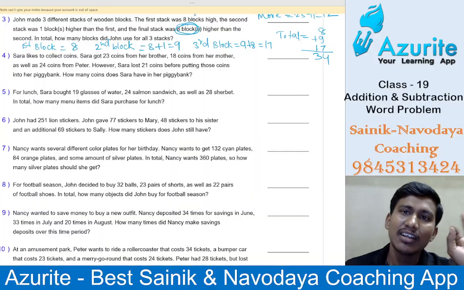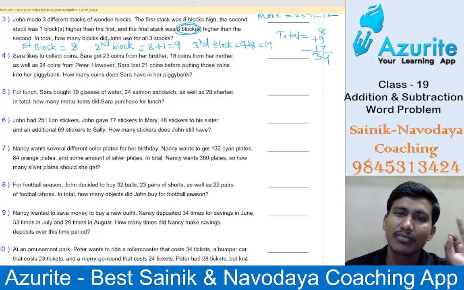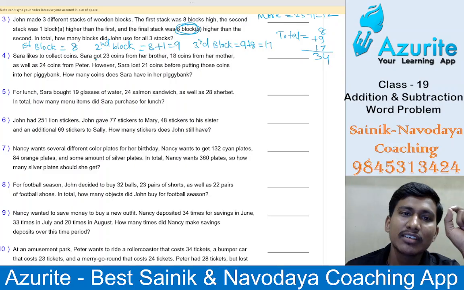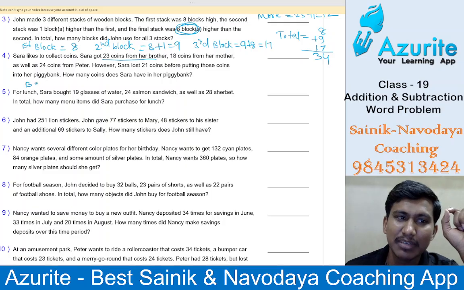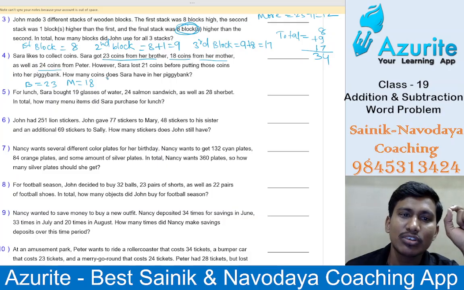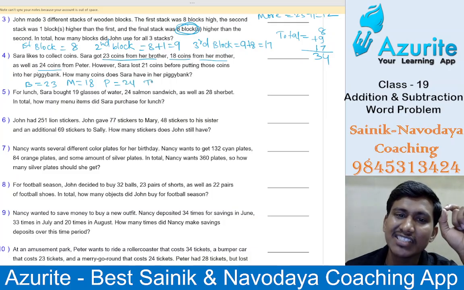So find the total. Sarah got 23 coins from her brother. Brother, B, I am writing. Brother is 23, and then 18 coins from her mother. Mother, she got 18 coins, and then 24 coins from Peter. Peter, P, 24 coins. Total how many coins she got?